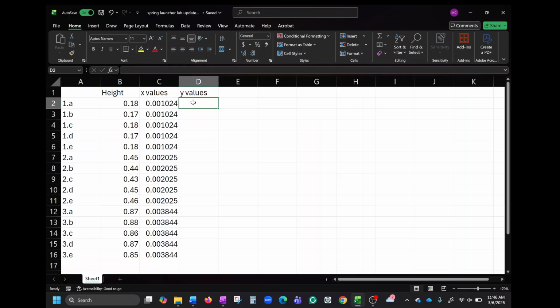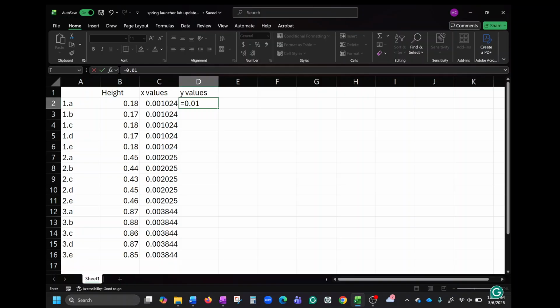But for now, to tell Excel to do some math, because it can, we're going to write a formula. Now, writing a formula in Excel is different than writing a formula by hand. We're going to start with an equal sign that says, hey, Excel, do some math. Now we need to type m times g times delta h. We'll use the actual value of the mass.